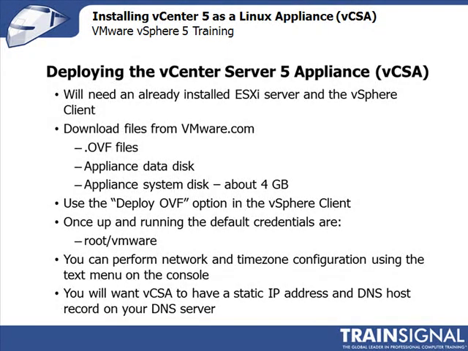First off, this is going to assume that you already have an installed ESXi server and the vSphere client. If you haven't done that yet, there's other lessons in this course that'll walk you through that process. You'll need to download files from VMware.com that you'll use to import the vCSA. Those files are the .ovf files, the appliance data disk, and the appliance system disk. That appliance system disk is about 4 gigabytes, and honestly, that may be the longest part of this entire process. It's just waiting for that download to complete. So maybe you want to do it one night before you go to bed, and then the next morning you could perform the deployment of the vCSA.